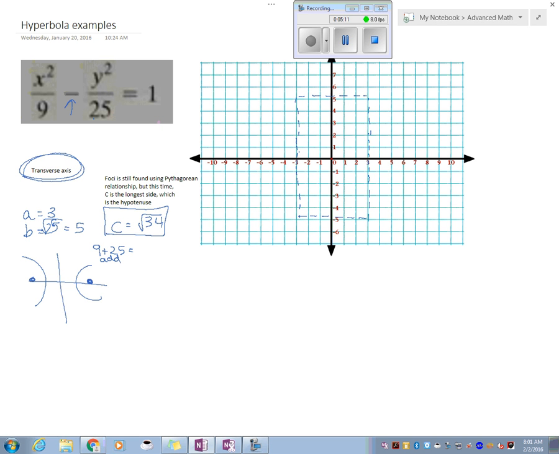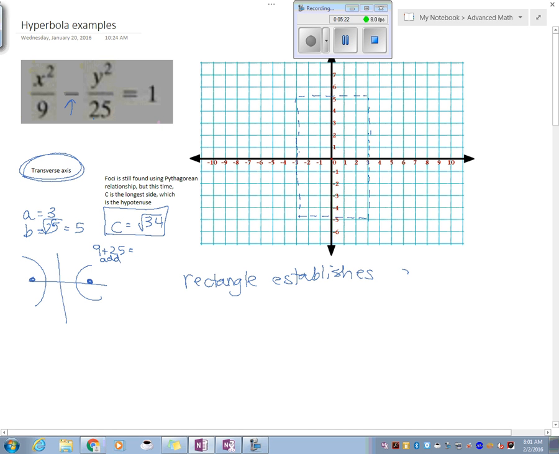So your rectangle establishes, what's an asymptote? That's exactly what I was talking about. Isn't it like when it doesn't touch the line? So it gets closer and closer and closer to that line, but it does not cross it. Unless you have a jump asymptote, which some of you going into calculus are going to talk about, but we don't have to talk about that here. So this rectangle helps us to establish the asymptotes.